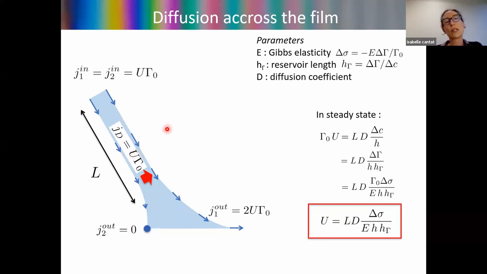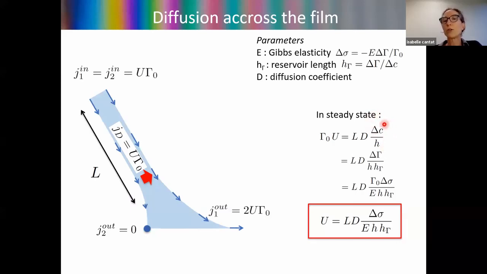And this is described by the diffusion of the surfactant on this small distance, which we can put again in equation. So we need to express the diffusion flux across the film, which is proportional to the length of the exchange domain, big L, proportional to the diffusion coefficient of the surfactant in the bulk, and proportional to the concentration gradient between this point and this point, so delta C over the film thickness.